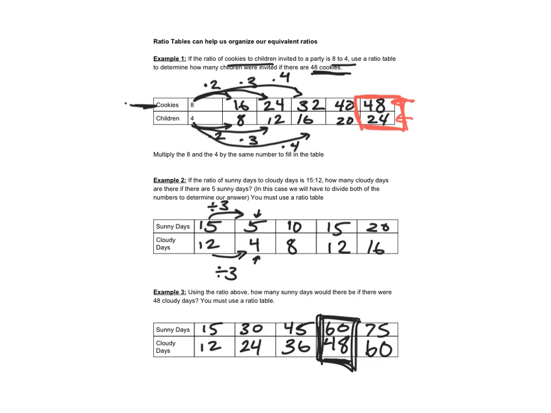So that's how we can use ratio tables to help us find equivalent ratios. Once again, we're just multiplying the numbers in our ratio by the same number to get equivalent ratios.